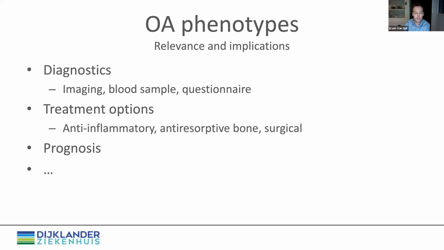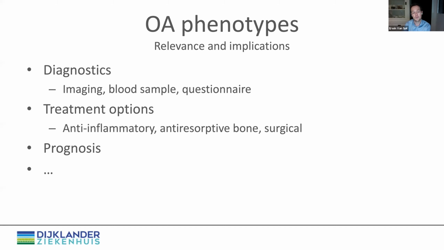So an anti-inflammatory treatment for an inflammatory phenotype, an anti-resorptive bone treatment for a bone phenotype, and some phenotypes might best be treated surgically. And also for the prognosis, a phenotype might be relevant. Phenotypes with a worse prognosis are probably the phenotypes that require more intense treatment.